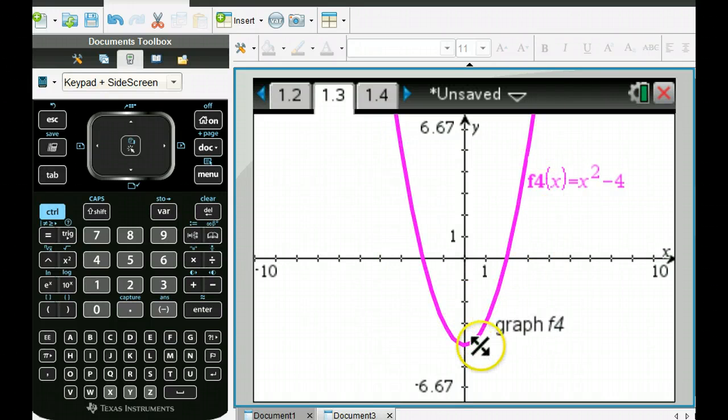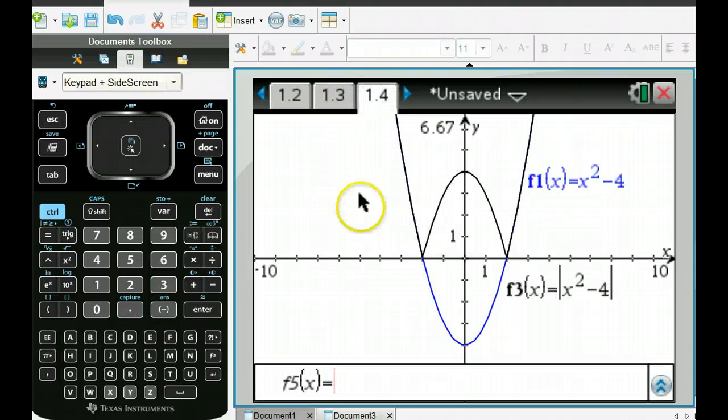Now when we take the absolute value, what's going to happen is that all these values that are below the x-axis are going to become positive. So everything down here is going to flip up and be right here. And so let's see what that looks like. And sure enough, that's what we have. And so the blue here is still y equals x squared minus 4, but the black now is the absolute value function. And that's our f of x that I was talking about.